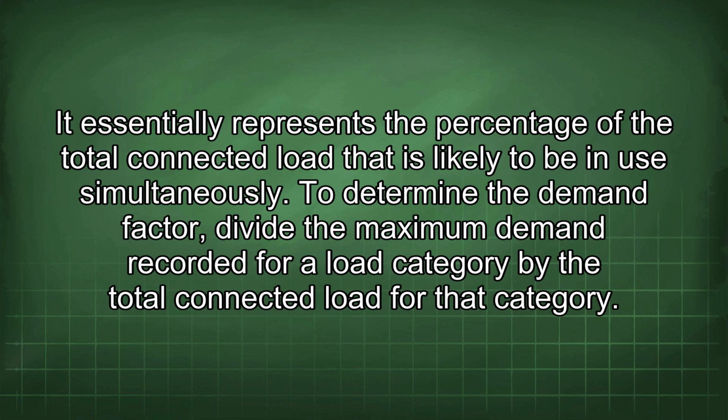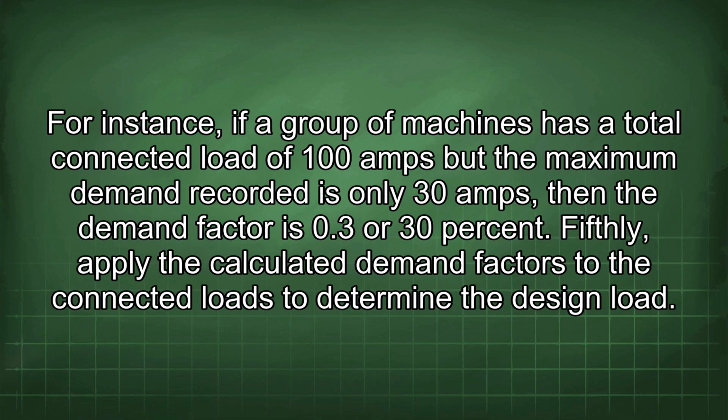To determine the demand factor, divide the maximum demand recorded for a load category by the total connected load for that category. For instance, if a group of machines has a total connected load of 100 amps but the maximum demand recorded is only 30 amps, then the demand factor is 0.3 or 30%.